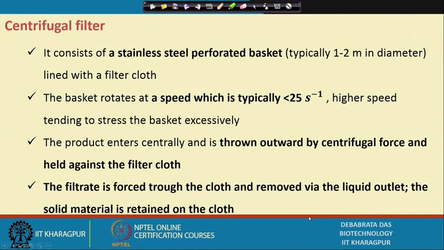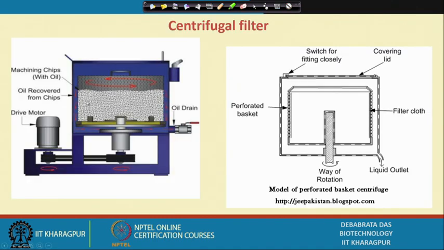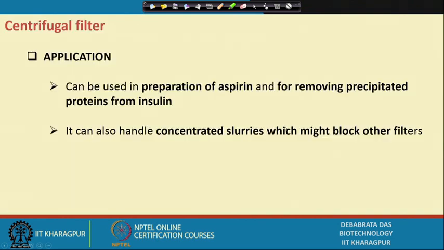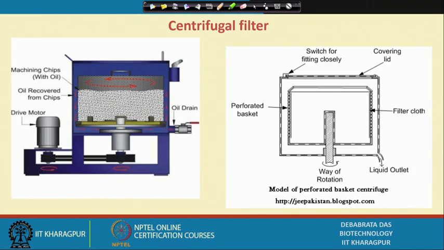Now, the centrifugal filter is another type of filter. It consists of a stainless steel perforated basket, and let me show you the figure, then I think it will be very clear. This is rotated at high speed, and then the material is thrown onto the surface, and here we have a perforated disc basket. When you throw it, the solid material adheres on the surface and the liquid goes out.